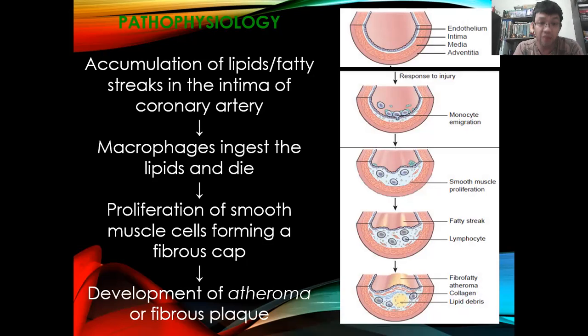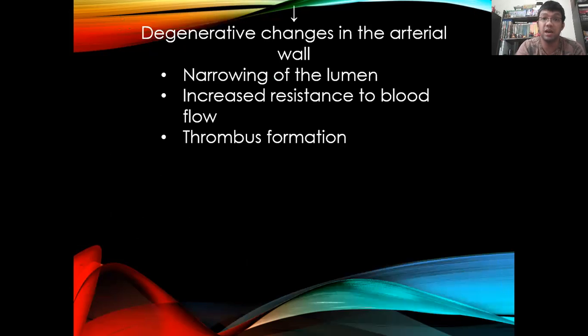When we say atheroma, that is the fibrous plaque that has been formed, brought about by the dying macrophages and the proliferation of smooth muscle cells over them. Once that atheroma is formed, it can pose a risk later on in the patient's life. And once that happens, there will be degenerative changes in the arterial wall.